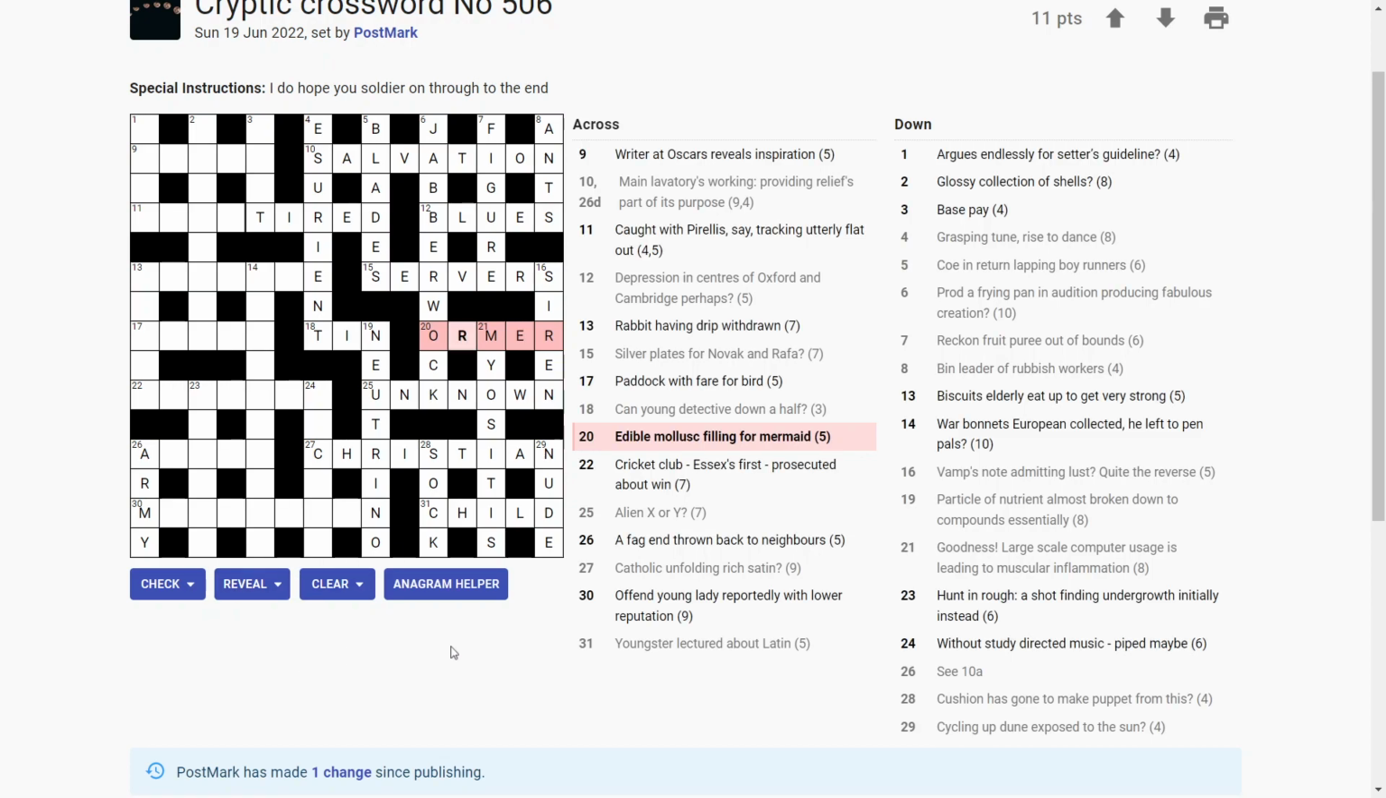This is a word I don't know. Sorry. Orma. That must be an edible mollusk then. Filling for mermaid. Yeah, I don't know. I understand that. We can look at the annotated solutions at the end, perhaps find out some more. Base, pay. Base, pay. Probably a double definition. Oh, no. Don't know. Glossy collection of shells, don't know. Writer Oscars reveals inspiration.